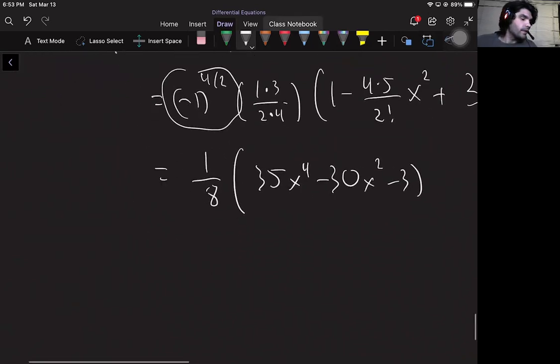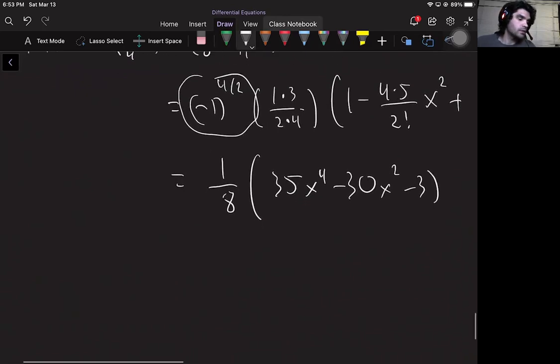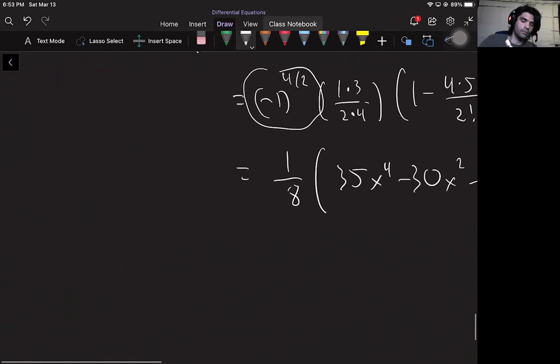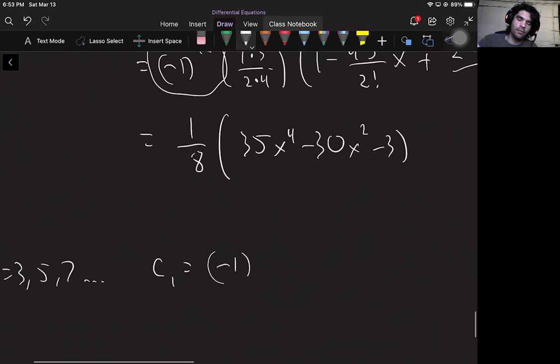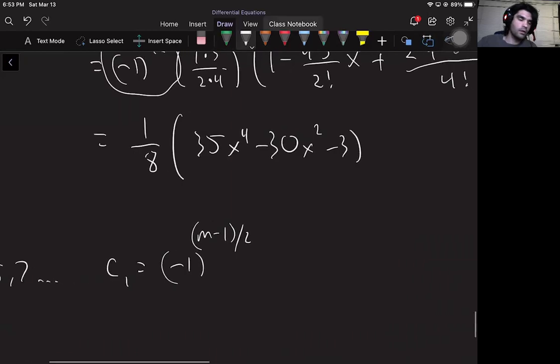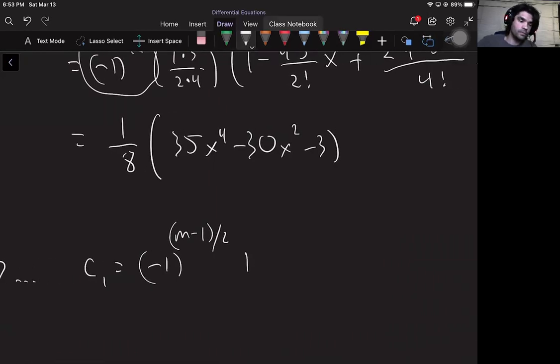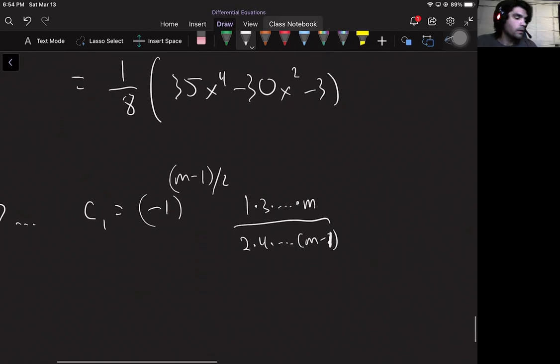Okay, let's see. So then for odd m's, 3, 5, 7, we use C1. And now the formula is very similar. So you get this even odd, this positive negative flipping, and this sort of weird factorial type thing going on there.